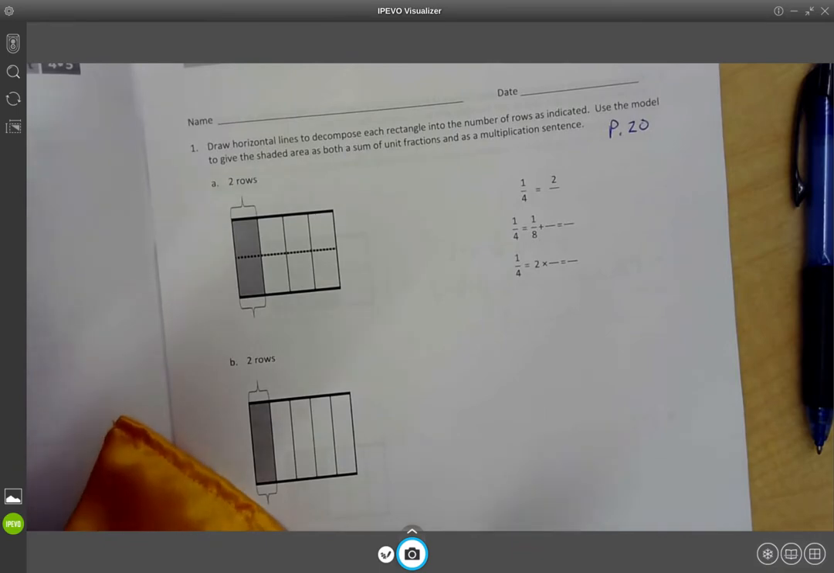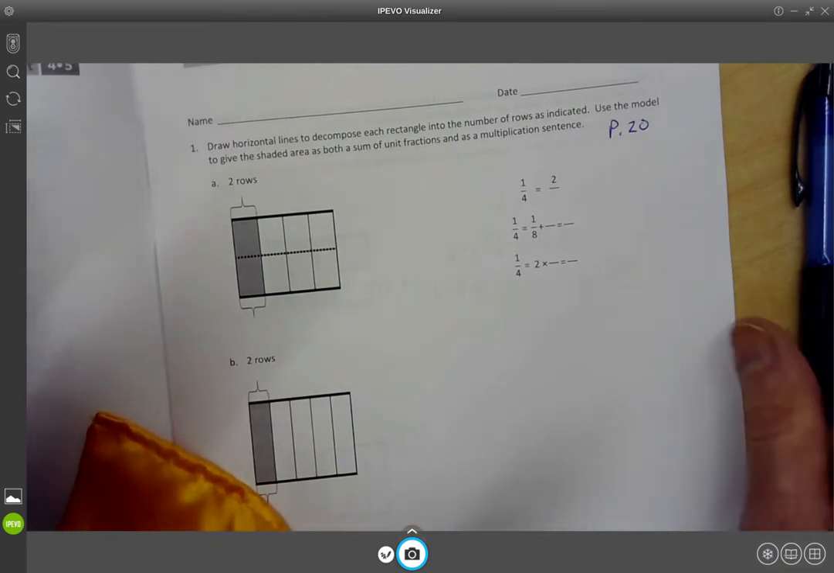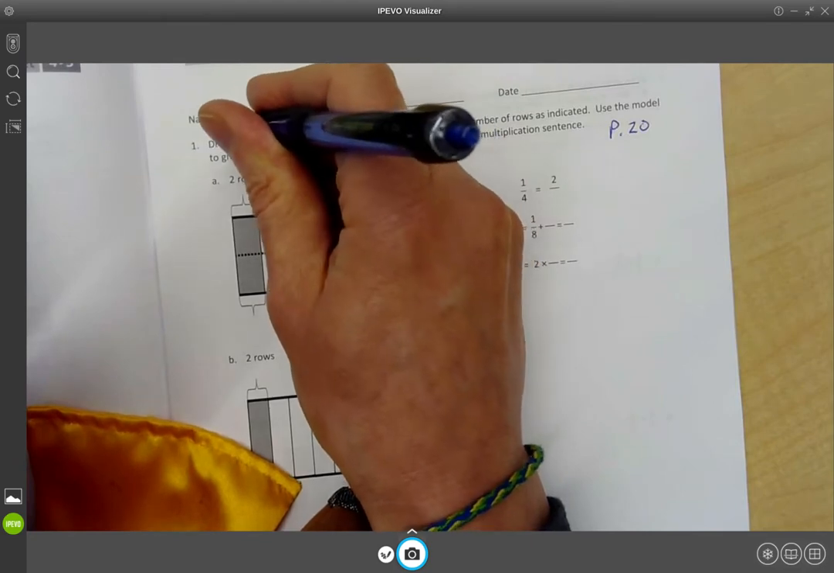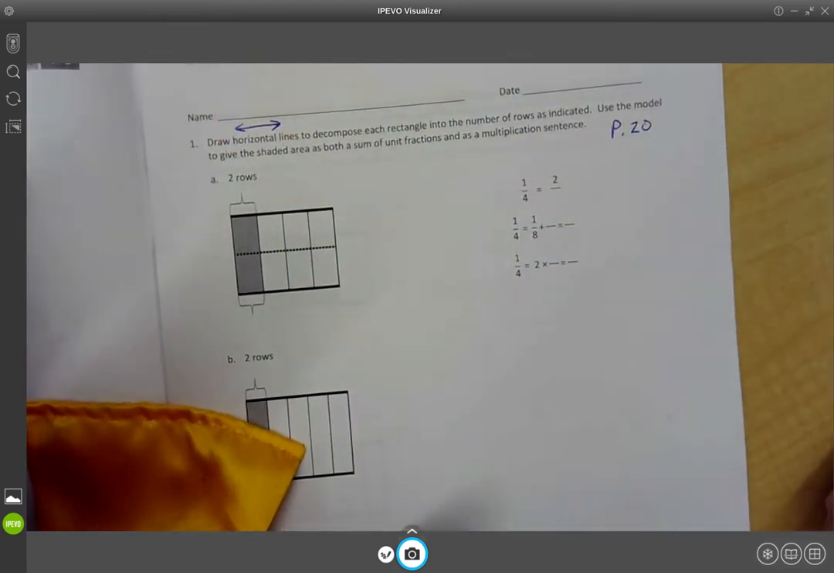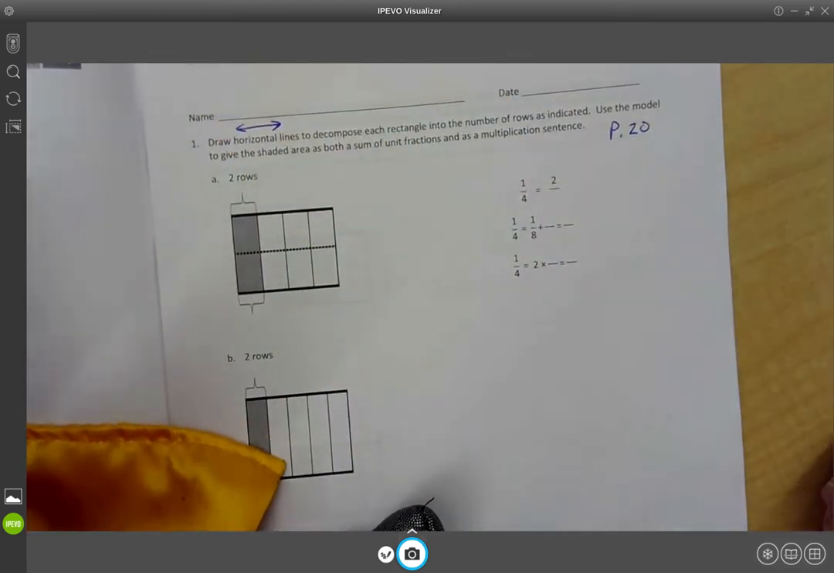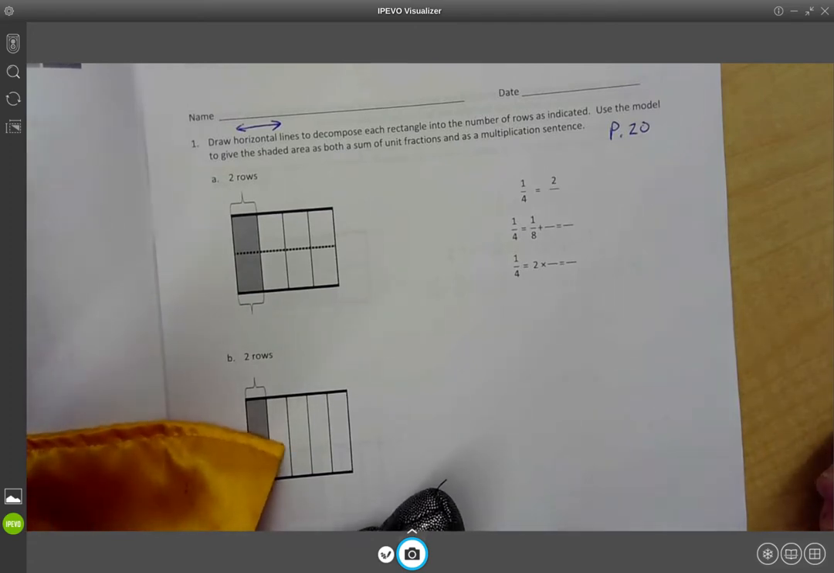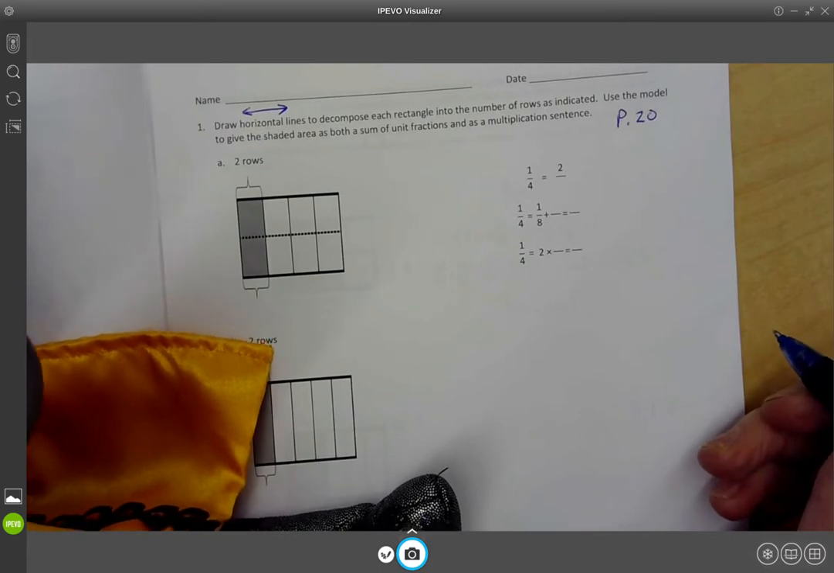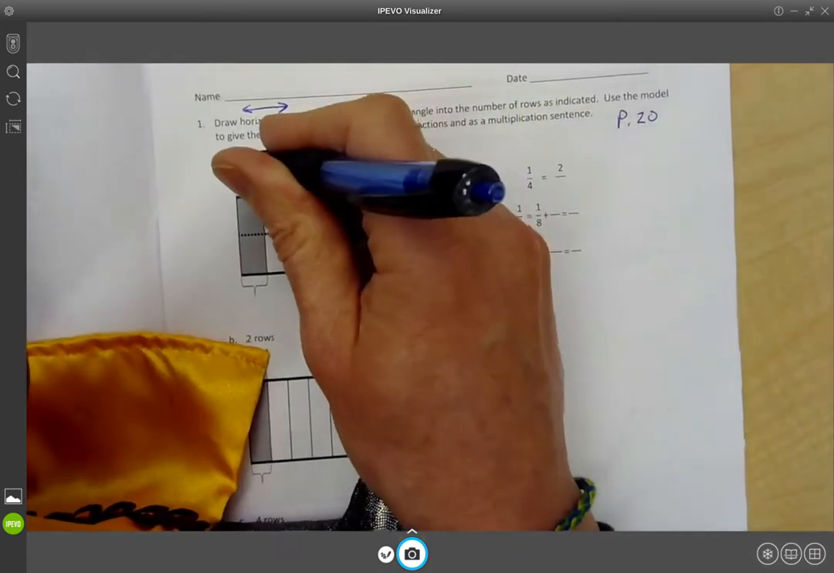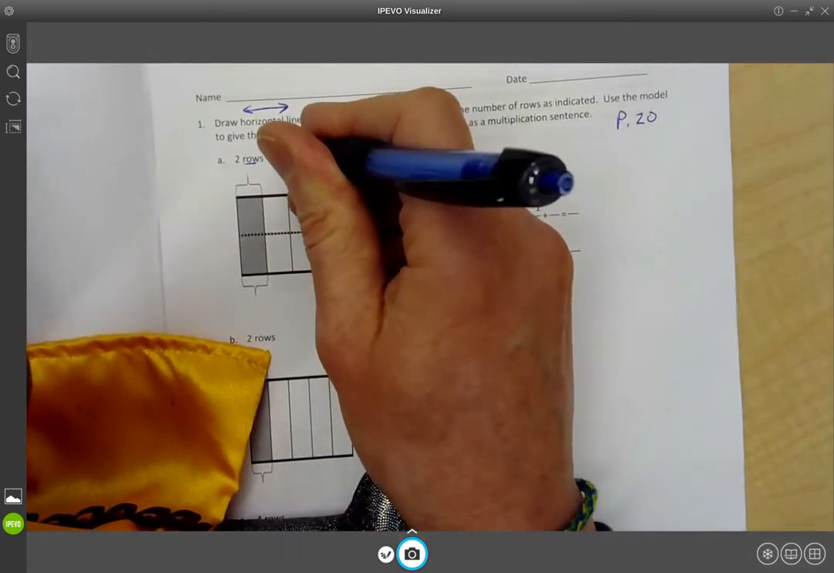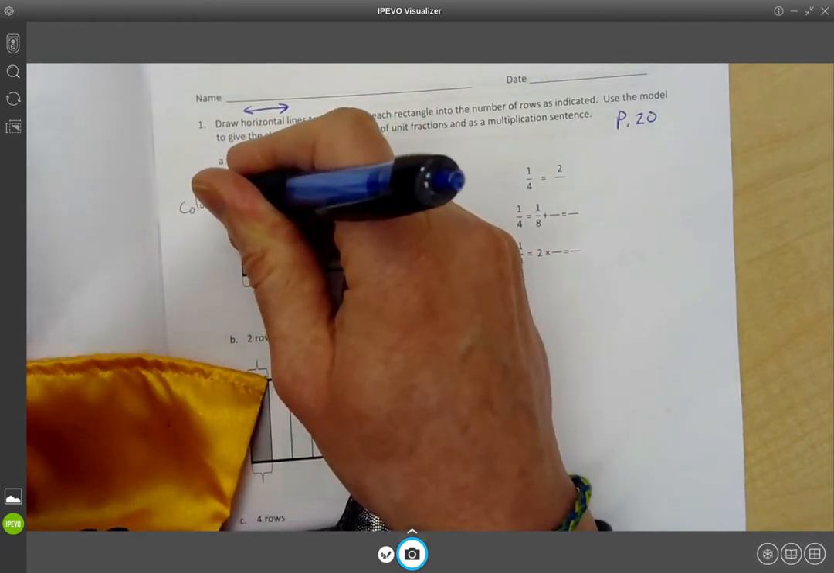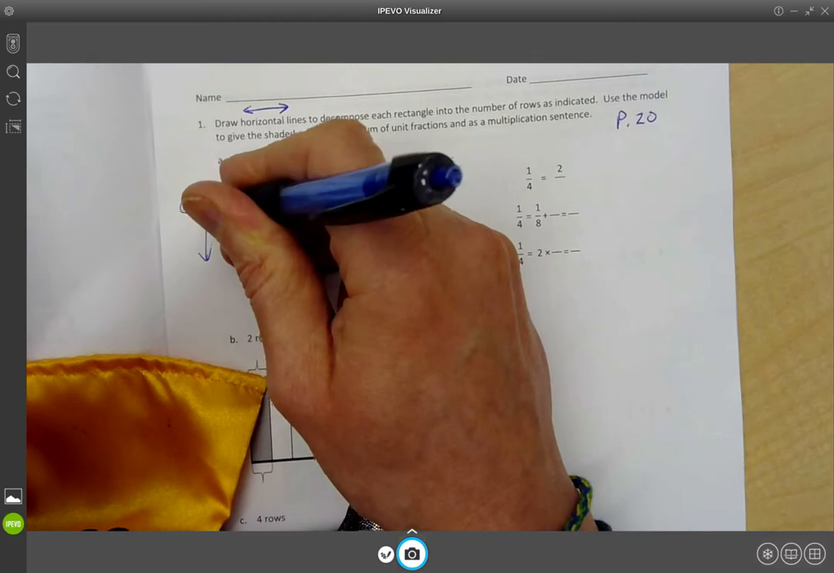Draw horizontal lines. Let me see. Horizontal means sideways. We are going to draw sideways lines. Decompose, I know that means break apart. Rectangle, I know rectangle. Into the number of rows. Rows. Oh, it says rows. Rows go this way. These are rows. Columns are the other. Columns go up and down.